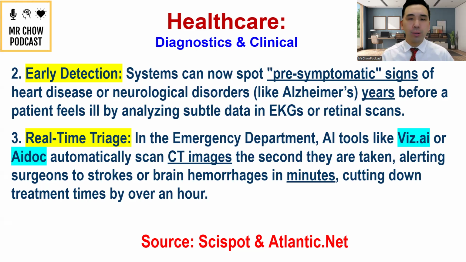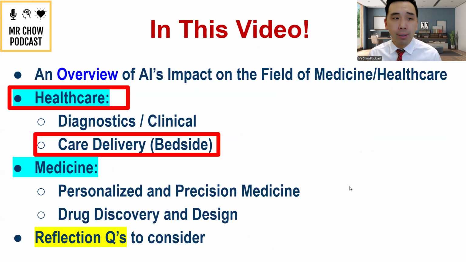Real-time triage. We take a look at ERs, AI tools like Viz.ai or AI Doc. I've never played with these, so you can look these up if you'd like. They automatically scan CT images the second they're taken, alerting surgeons of strokes or brain hemorrhages in minutes, cutting down treatment plans by over an hour.